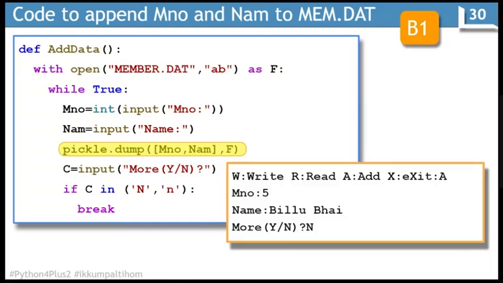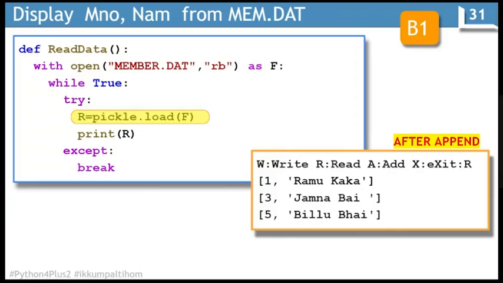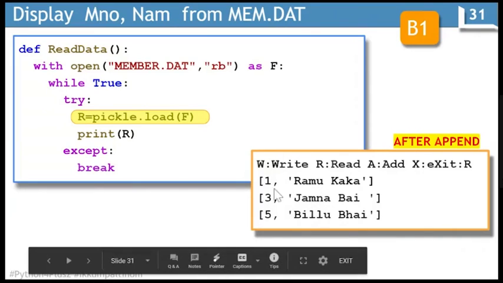If the file already exists, the file pointer, that is the file cursor, will move to the bottom of the file. Next, after adding that content, if we call the read data function once again, this time you'll be able to see there are 3 lists added: 1 Ramu Kaka, 3 Jamna Bai, and 3 Billu Bhai.